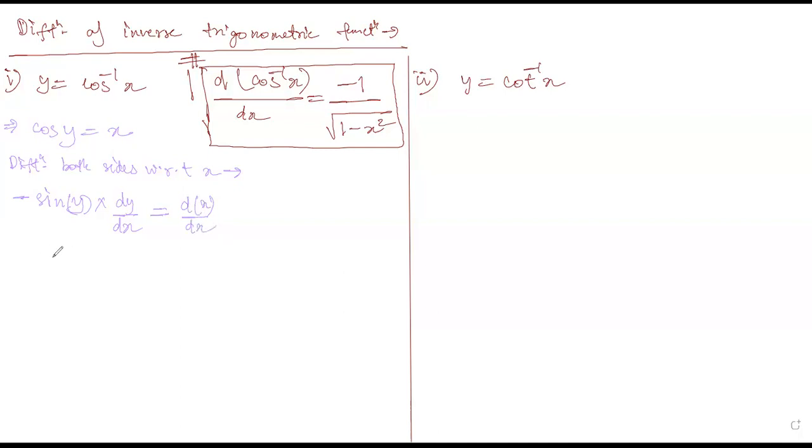Right? So this dy by dx actually becomes what? This is 1 and this is minus sine y. I take minus sine y, which is in multiplication with dy by dx, to the right hand side. So this becomes minus of sine y. Dy by dx is equals to minus 1 upon sine y.